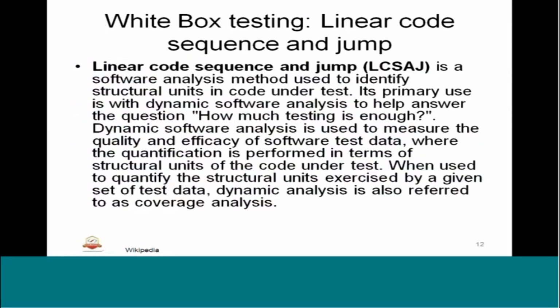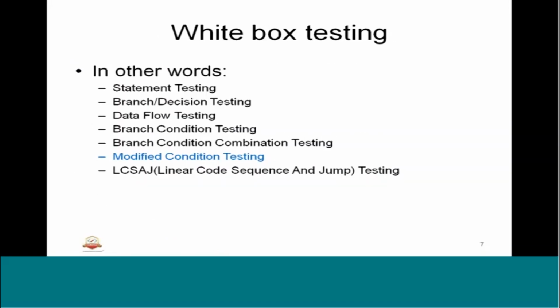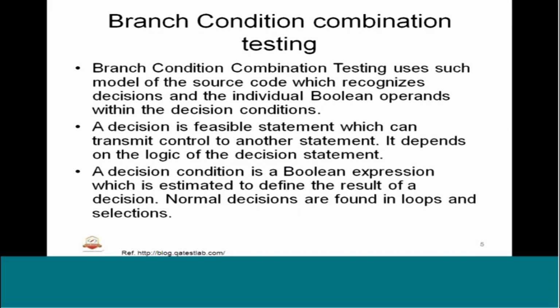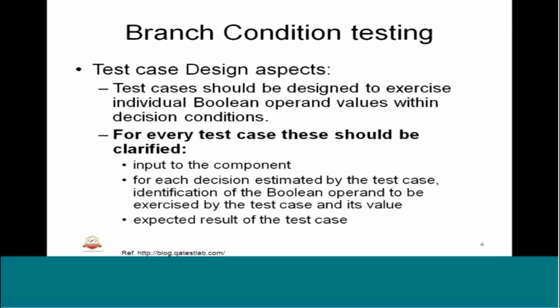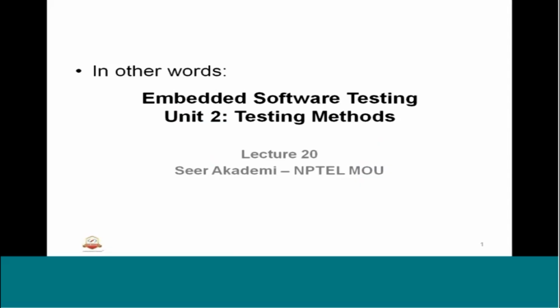CSAJ, then we have test design, inputs, outputs, and all, branch condition testing, branch condition combination testing, Boolean operands. You can add. Okay.